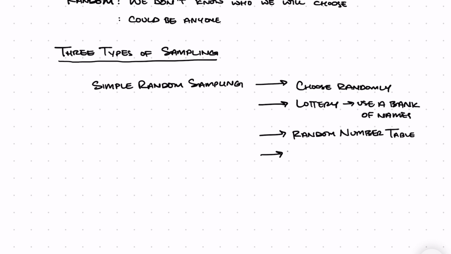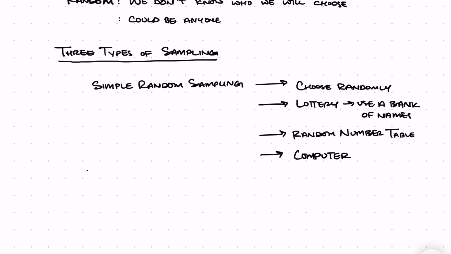And the last one is using a computer. Teachers actually use this, and you may have experienced it. If we use something like Class Dojo and a randomizer, and then we select a random student, that is using a computer. All right, so that's an example of simple random sampling. At the end of the day, you just choose. Whatever system you have, you could choose from anyone.